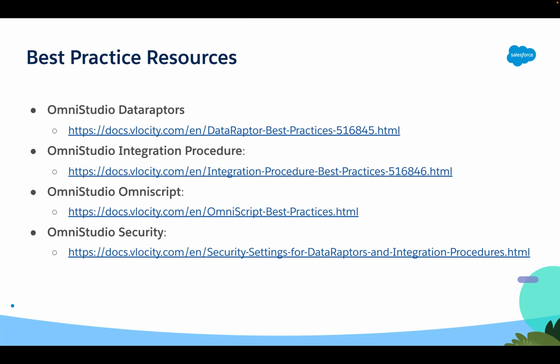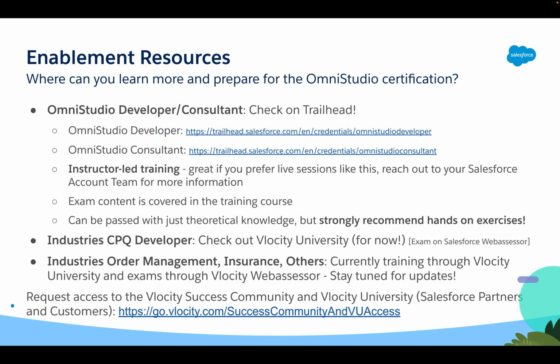The resources for best practices are listed here. All of these have been documented in the Velocity partner community for data raptors, integration procedures, OmniScripts, and security. They are there in detail. What I've tried to cover are the important ones, the key ones which we keep seeing issues with everywhere. And then these are links to our enablement sessions or enablement certifications.